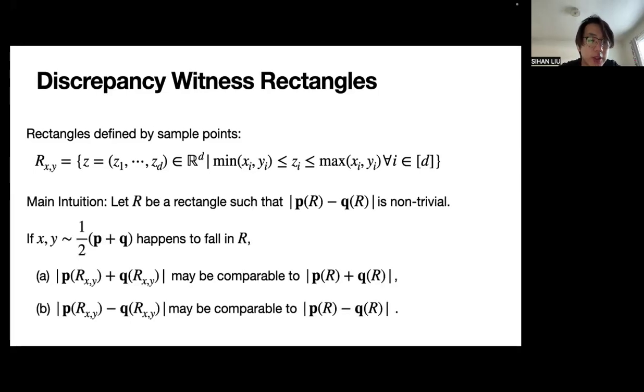The main intuition for using such a rectangle is the following. Let R be a rectangle that captures non-trivial discrepancy between the pair of unknown distributions. Under some wishful thinking, if a pair of points happen to fall in R, the rectangle defined is likely to capture a non-trivial fraction of the parent rectangle R in expectation. Under some wishful thinking, this suggests that the rectangle is also likely to capture a non-trivial fraction of the discrepancy within R as well. Surprisingly, this optimistic intuition turns out to be true and can be shown via tools from Ramsey theory.